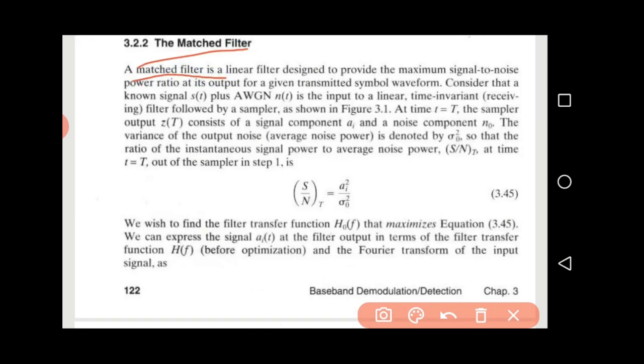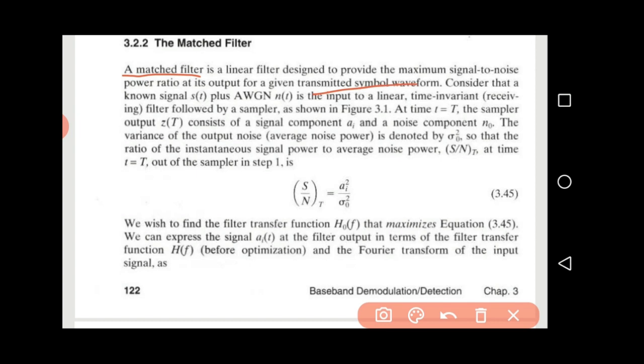A matched filter is a linear filter designed to provide a maximum signal to noise power ratio at its output for a given transmitted symbol waveform.